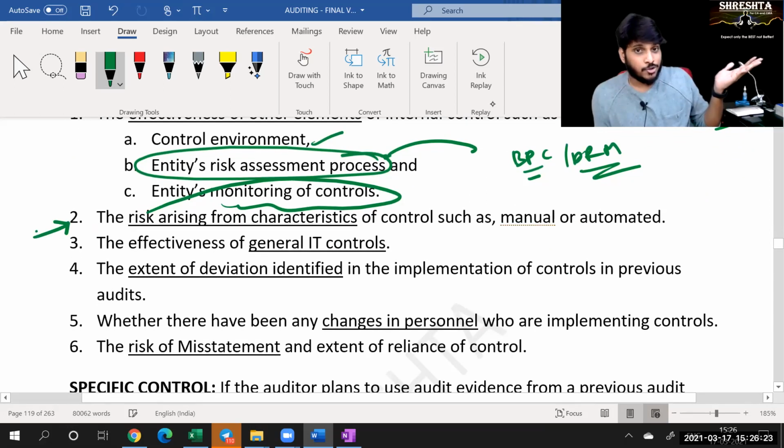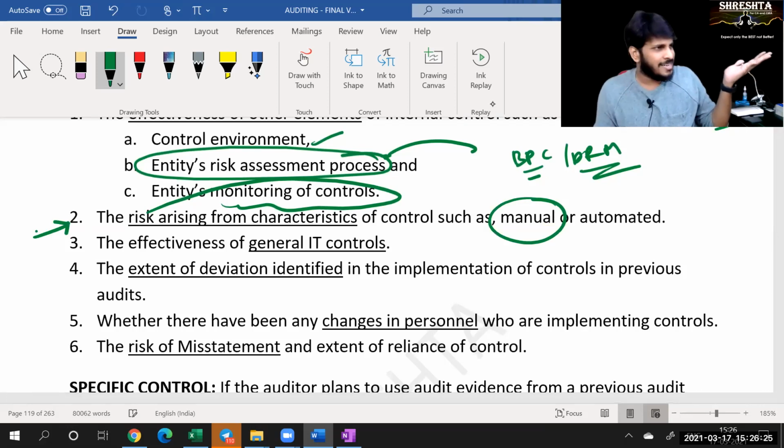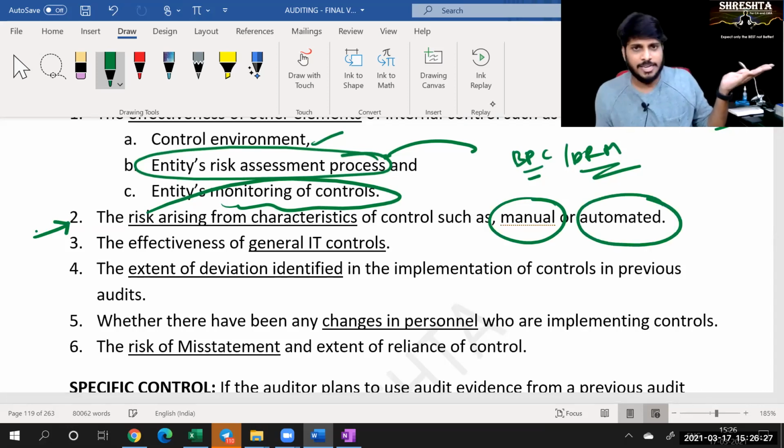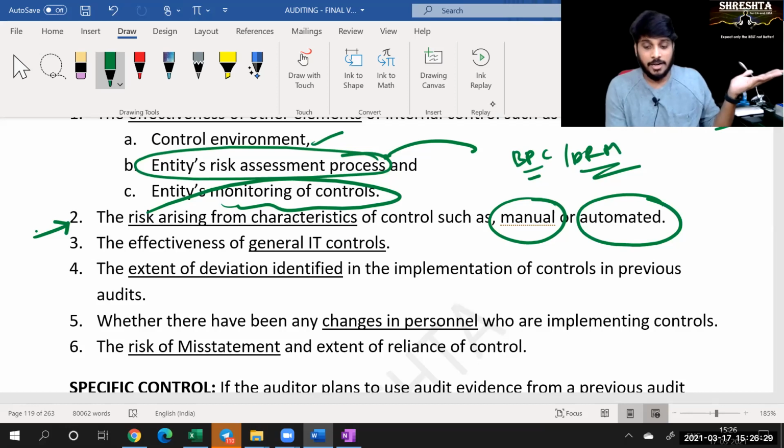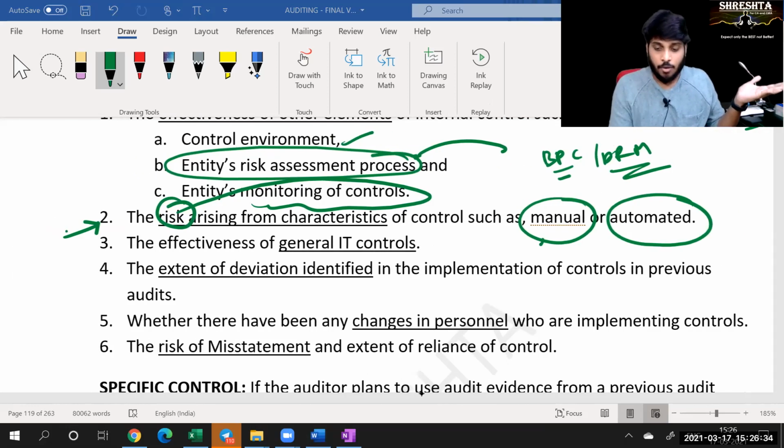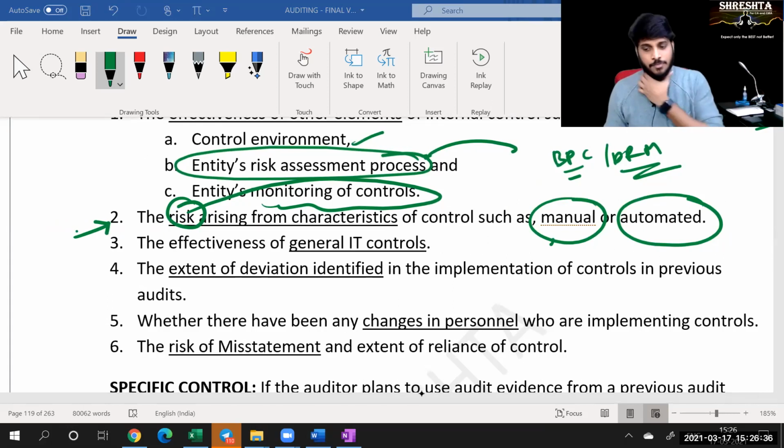Suppose last year I have evidence, no? Is it manual control related evidence or is it automated control related? I need to check that. If it is manual, what kind of risk is possible in that? If it is automated, what kind of risk is possible in that?